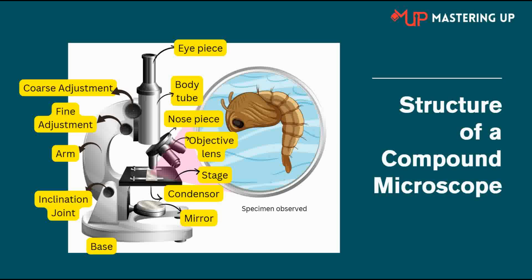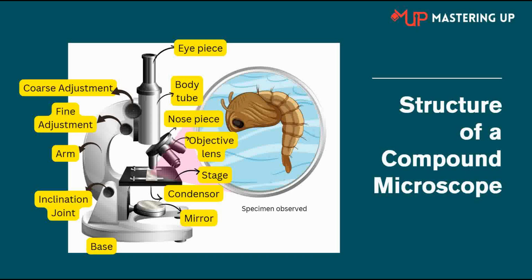And then the objective lens. It is a biconvex lens. It magnifies the object. And you can see the nose piece, which is in the form of a rotating disc having holes for fitting the objective lens. Usually, objective lenses of varying magnification are placed in the nose piece. Then you can see a body tube, which has an eyepiece at the upper end and an objective lens at the bottom end.